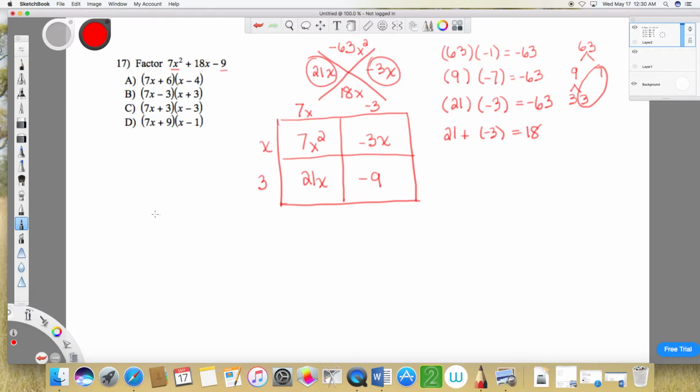So we have our answer now that we've got 7x minus 3 across the top there, and x plus 3 along the side. If you were to multiply this together, you would get this trinomial, and that looks to be choice B. And we're done.